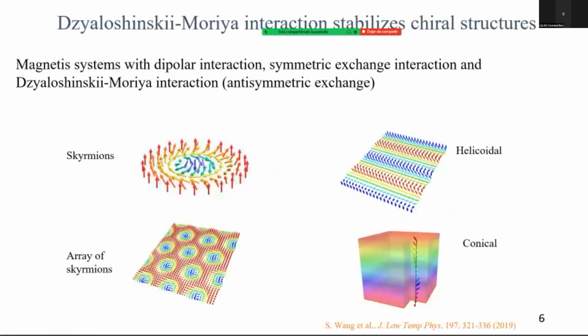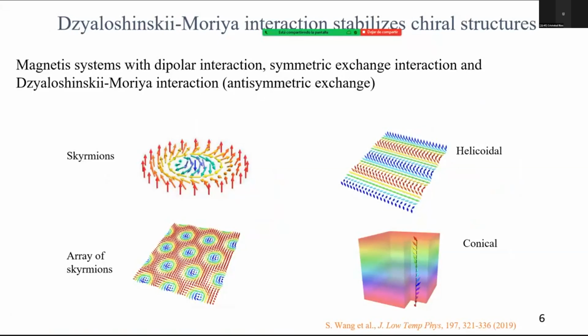When we combine the dipolar interaction, the exchange, any anisotropy, and the Dzyaloshinskii-Moriya interaction, the system stabilizes chiral structures such as skyrmions, arrays of skyrmions, helicoidal or conical states. We are going to focus on the helicoidal and conical states that are what we expect in thin ferromagnetic films.